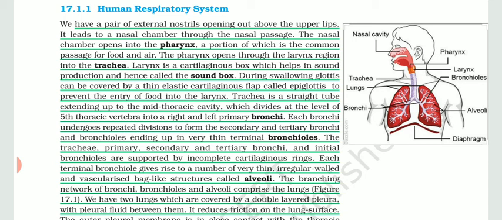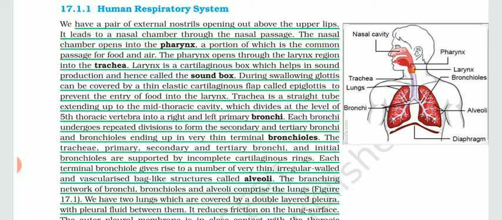So first of all, for inhalation, the nostrils are a pair of openings present above the upper lip. When we inhale air through the nostrils, it enters the nasal cavity, and the nasal cavity takes that air into the nasal chamber, and finally it opens into the pharynx.